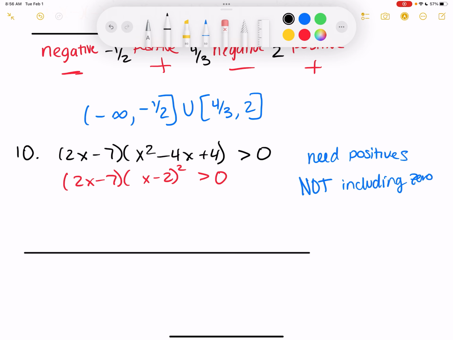I guess I should actually find my zeros first. I was actually doing the same thing, because I should write what they are. I was like, wait, what am I supposed to write here? So we've got x is equal to 7/2, and x is equal to 2. Oh, we need those.